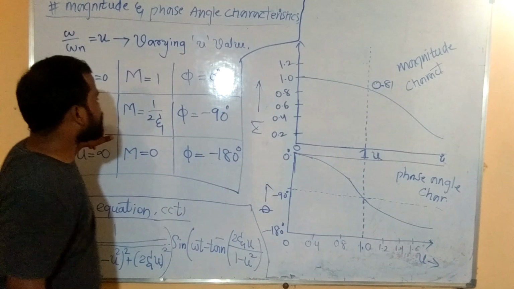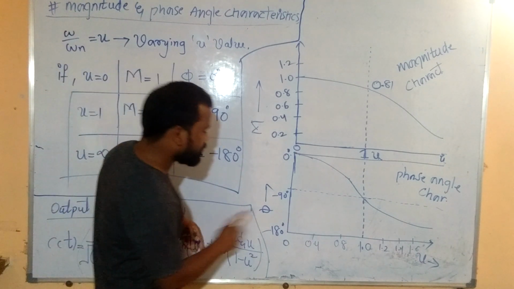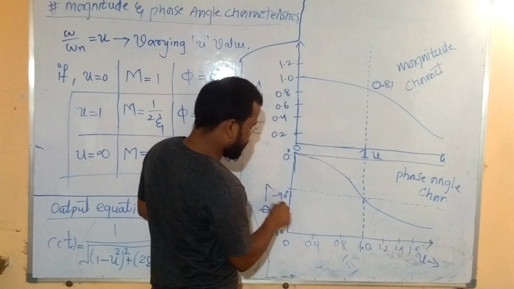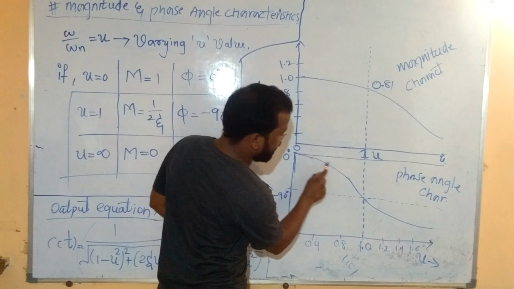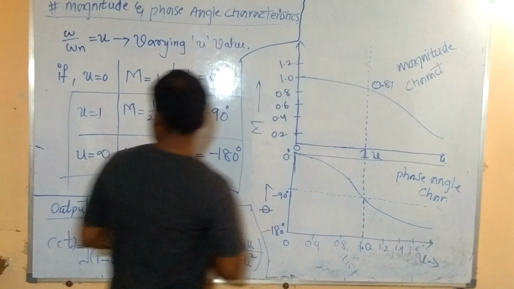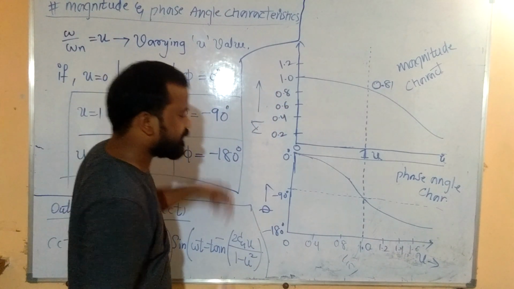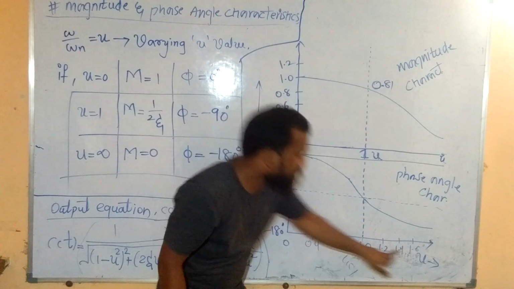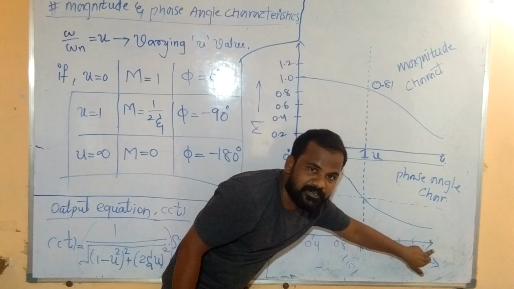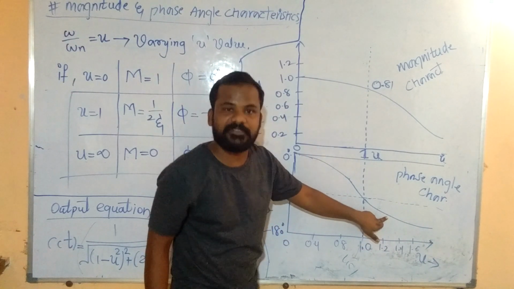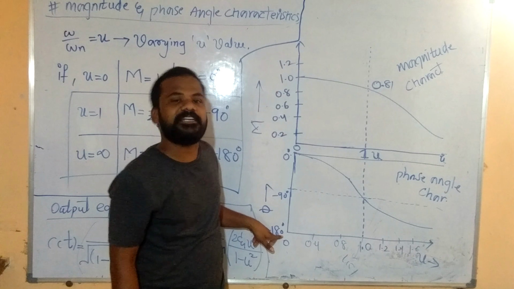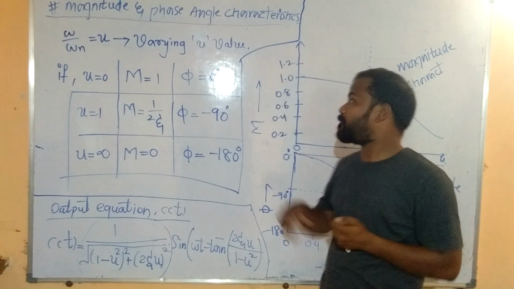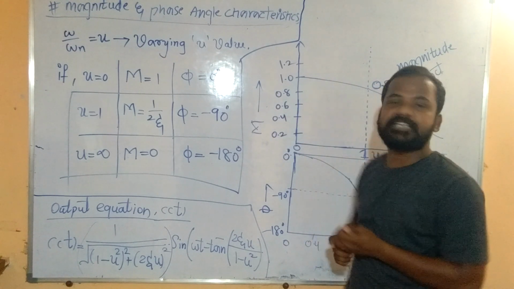And here when u is equal to 1, phi is equal to minus 90. It means when u is equal to 1, definitely the value of phi is minus 90. That's why the curve directly decreases to this point, clear. And when u is equal to infinity, then phi is equal to minus 180. We don't know exactly, but when u is equal to infinity, definitely this curve will reach minus 180 degrees, clear. So like this we need to proceed to draw the frequency characteristics, or the magnitude characteristic or phase angle characteristics, clear.